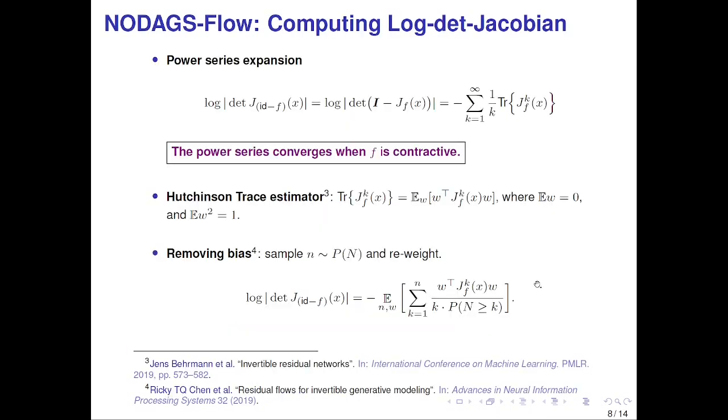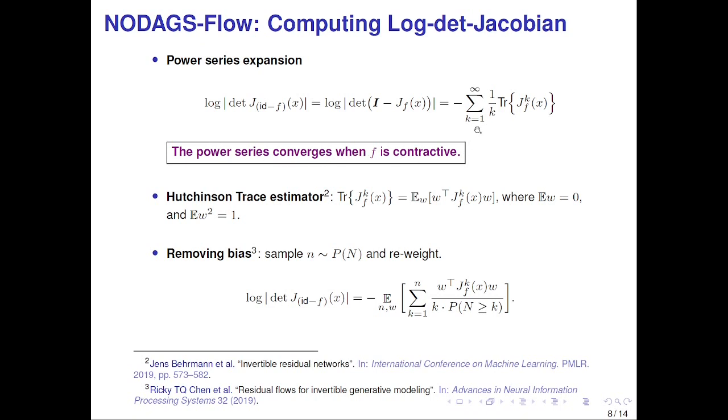We now outline how we compute the log determinant of the Jacobian. The methods outlined here were inspired by the works of Behrmann et al. and Chen et al. We start by noting that the log determinant of the Jacobian has the following power series expansion, which only depends on the trace of the powers of the Jacobian. Now this already has a much lower complexity compared to naively computing the determinant of the Jacobian, as trace only requires an order of d gradient calls, where d is the number of nodes in the graph, and the power series is guaranteed to converge when f is contractive.